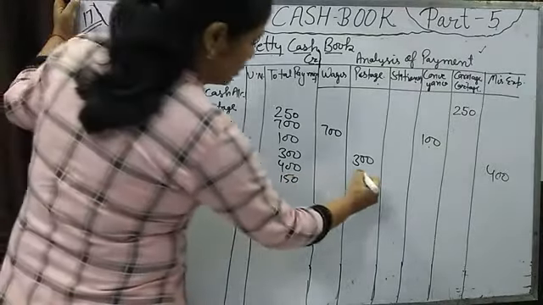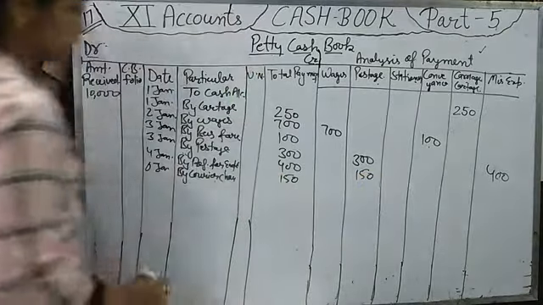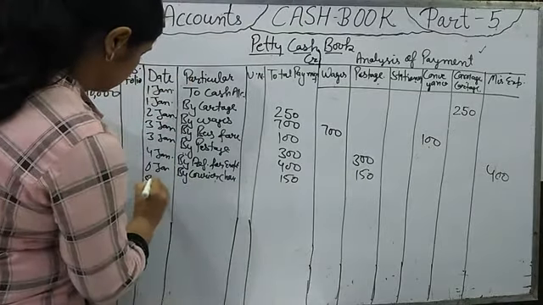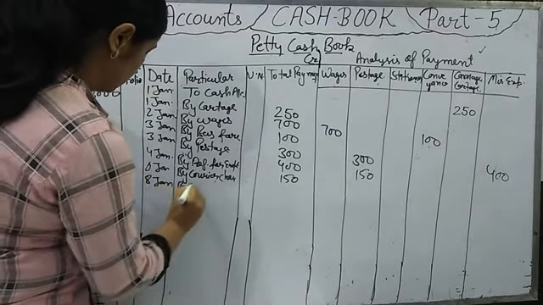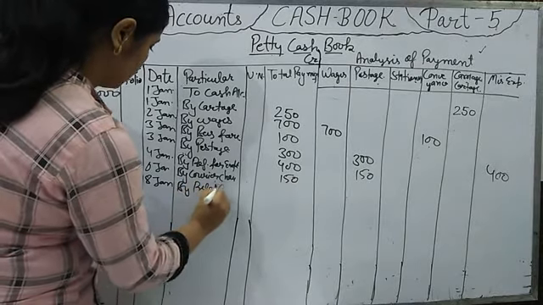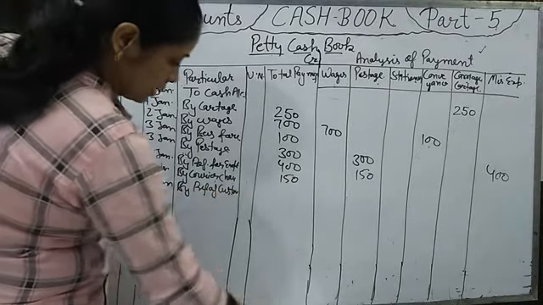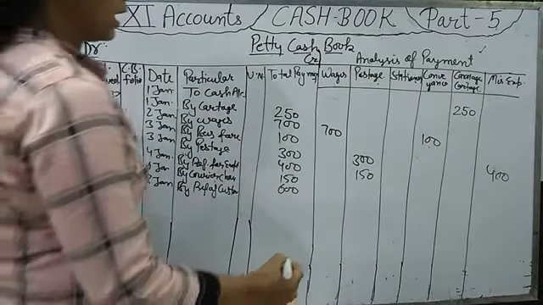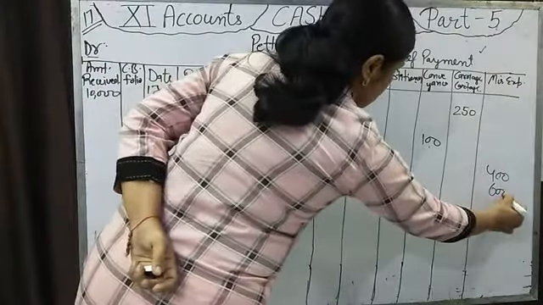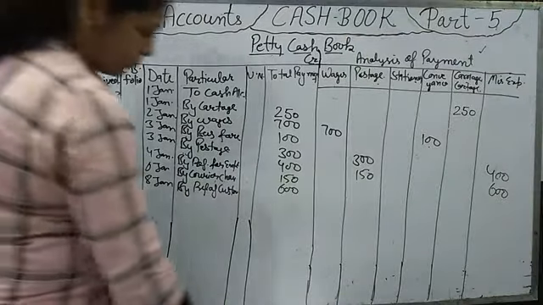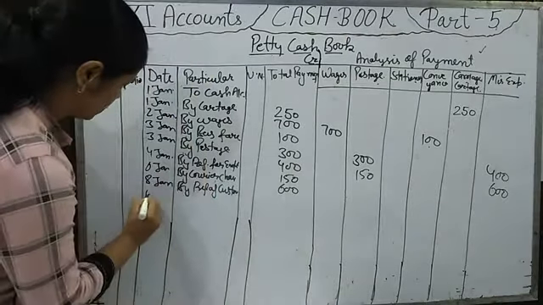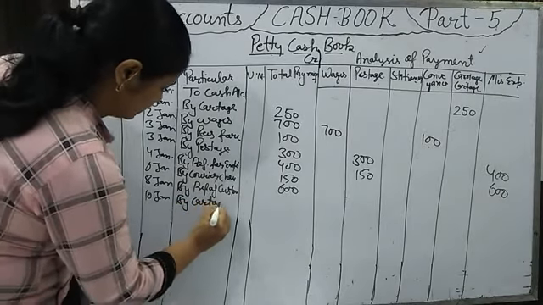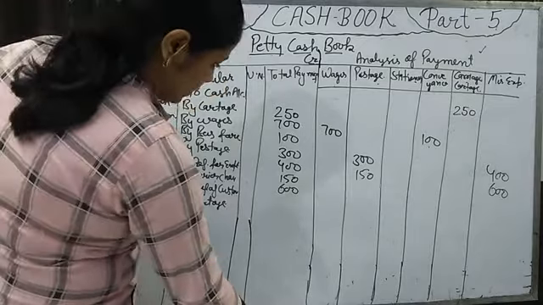That will come in the postage. Okay, postage and courier charges. Then on 8th Jan, refreshment of customer, amount is 600, and it will come in the miscellaneous expenditure. Fine. Now on 10th Jan, carriage and cartage, it's 400.